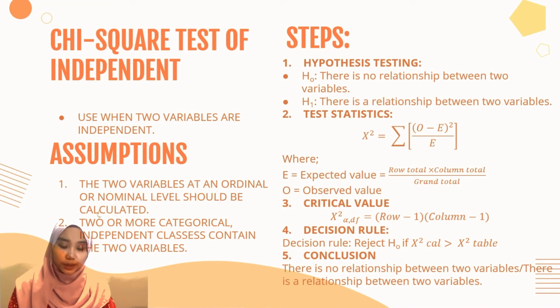The chi-square test of independence is used to decide, when a single sample is chosen, whether two variables are independent of each other. For checking the independence of two variables, the chi-square goodness of fit test may be used. Next, the assumptions of the chi-square test of independence are: first, the two variables should be at an ordinal or nominal level. Second, two or more categorical independent classes contain the two variables. Also, in the steps of hypothesis testing for the chi-square test of independence, the null hypothesis is that there is no relationship between the two variables, and the alternative hypothesis shows there is a relationship between the two variables.